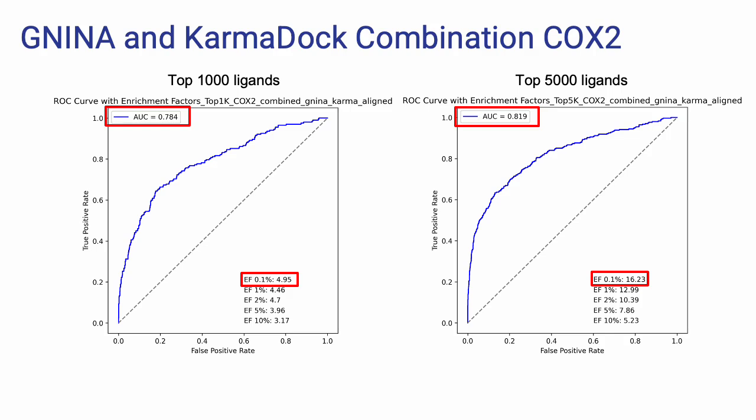For COX-2, it had AUC values of 0.78 and 0.82 with EF values of 5 and 16.2 for the top 1000 and top 5000 ligands respectively, showing decent discrimination of actives and decoys and limited enrichment for the top 0.1%.